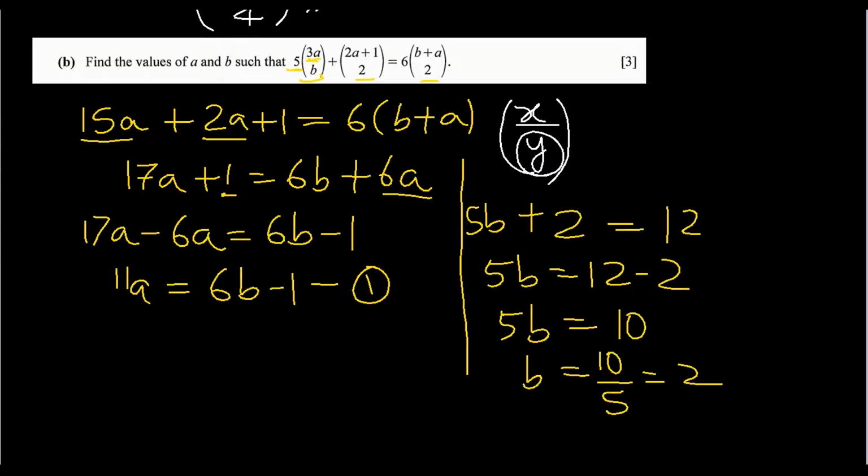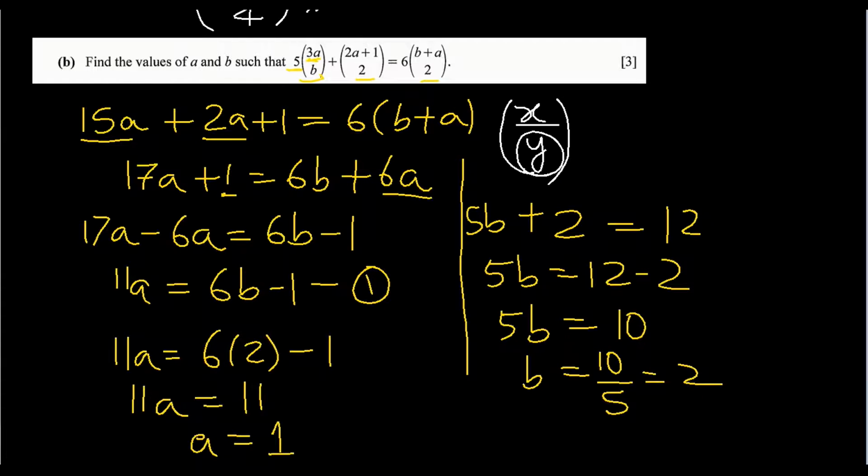So now we'll substitute that here. So 11a equal to 6 times 2, which is b, we just found out, minus 1. 11a equal to 11, so a equal to 1.